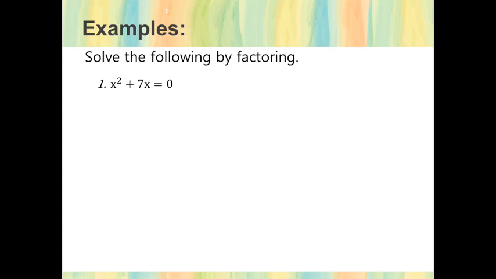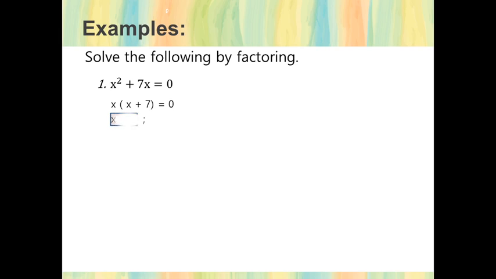Number 1. x squared plus 7x is equal to 0. Since the quadratic equation is already written in standard form, we can now proceed to factoring the quadratic expression. Therefore, we have x times the sum of x plus 7 is equal to 0. Then we apply the zero product property and solve the resulting equation.